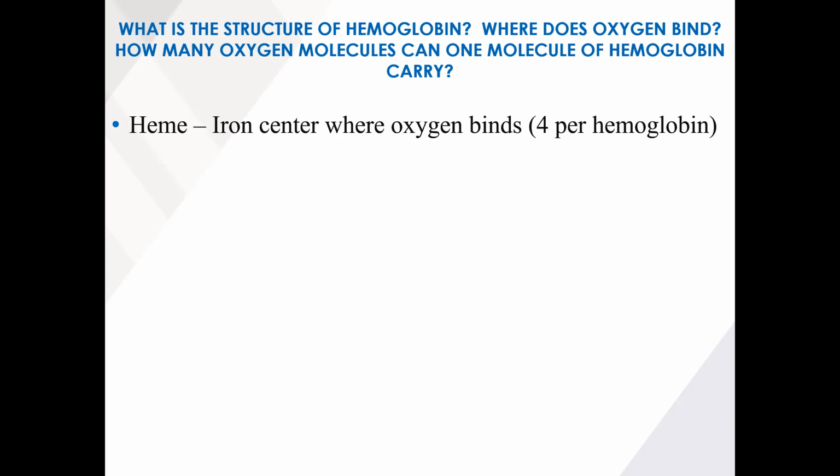So the heme is going to have the iron, which binds the oxygen, and there's four of them. 1, 2, 3, 4, and that's where we're going to bind oxygen. Then the globin can bind carbon dioxide. It's not the best at it, but it does a reasonable job.